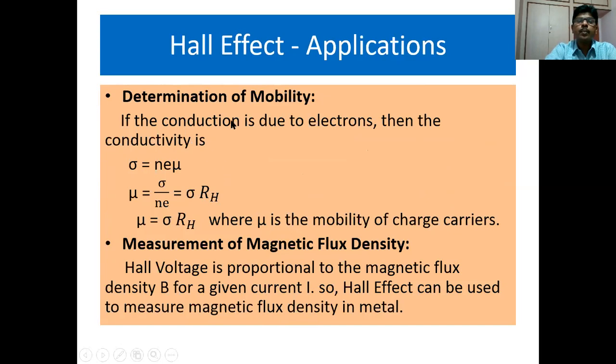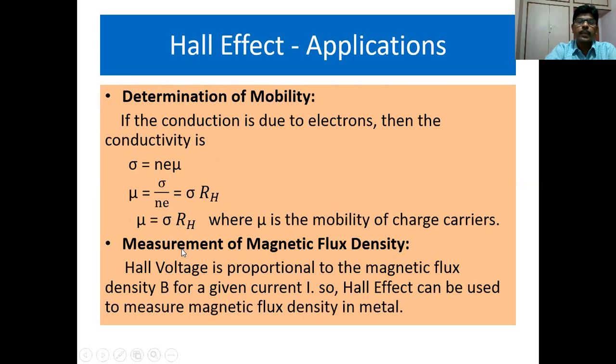Next, we can determine the mobility. If the conduction is due to electrons, then the conductivity is given by sigma is equal to N e mu, where mu is the mobility, or mu is equal to sigma divided by Ne, and we know that 1 by Ne is the Hall coefficient. So this becomes equal to sigma into RH. From this we can calculate the mobility of the electrons.